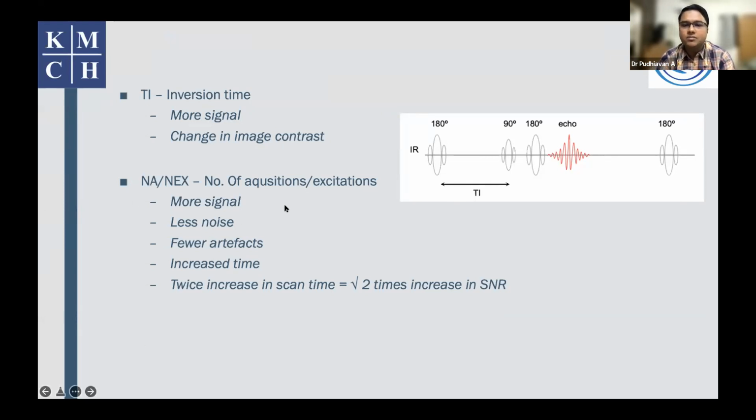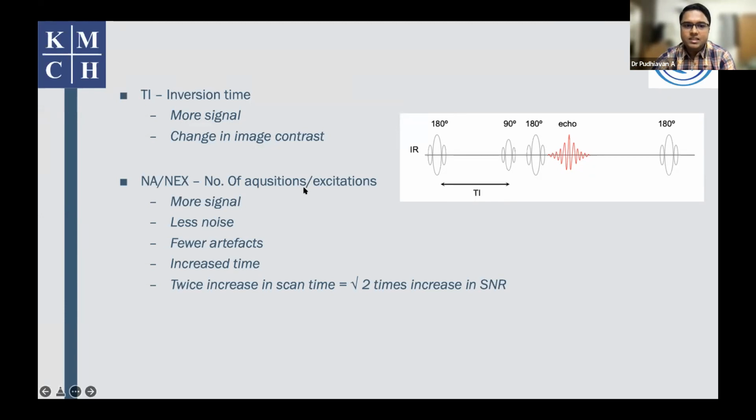The other parameter that we often encounter is the number of acquisitions or number of excitations. This is nothing but how many times we repeat a particular signal to obtain the image data. Suppose we image the same single slice once, and the signal that we are obtaining is not sufficient to give us a good quality image. What we can do is repeat the same sequence at the same slice multiple times, and all these signals are averaged together to produce a much better signal strength and a much better image.